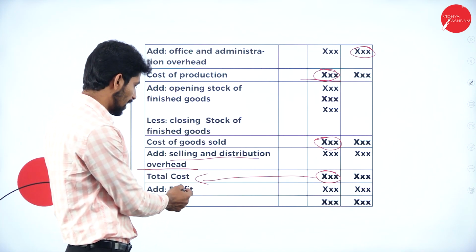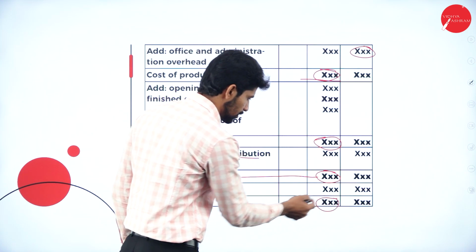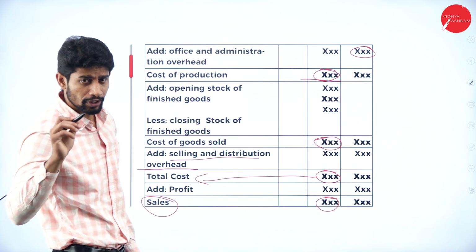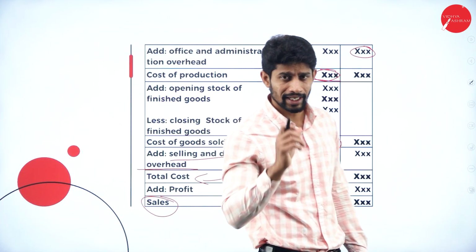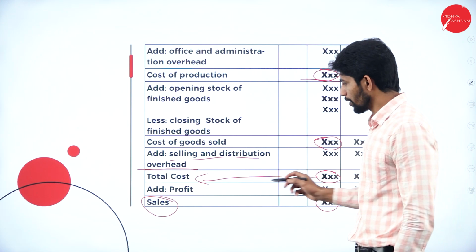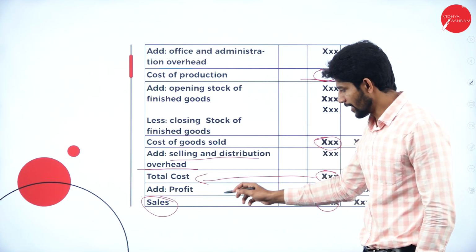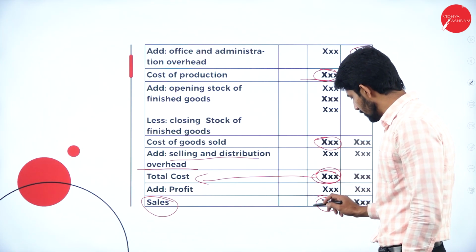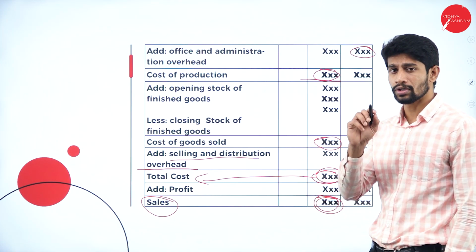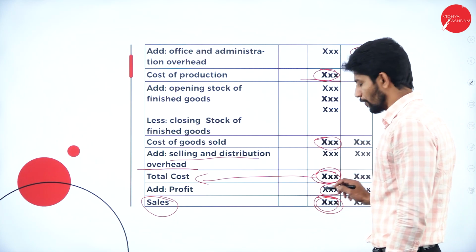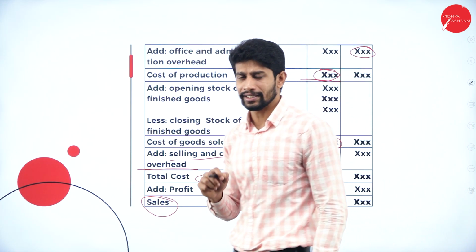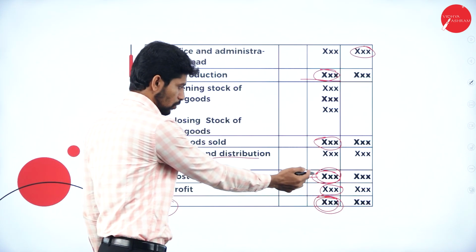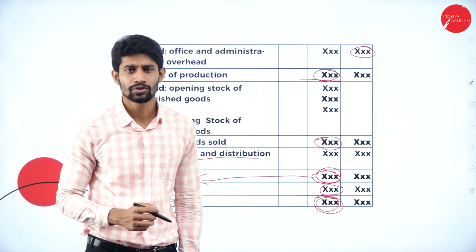So for total cost, add profit. You are going to get again some total. The total is called sales. Sometimes it will not give you the profit; directly it will give you the sales. So you find out the total cost, leave a line and take sales. The difference between the total cost and sales is going to be the profit. If profit is given, directly take the profit. If profit is not given, the difference between the total cost and the sales is going to be your profit.